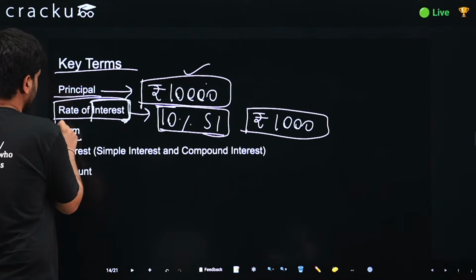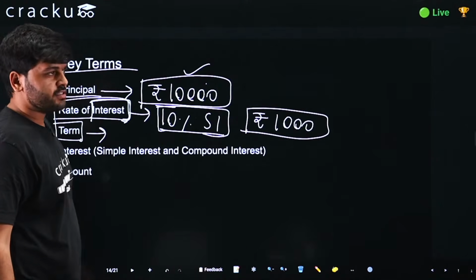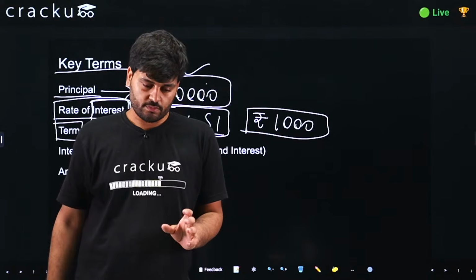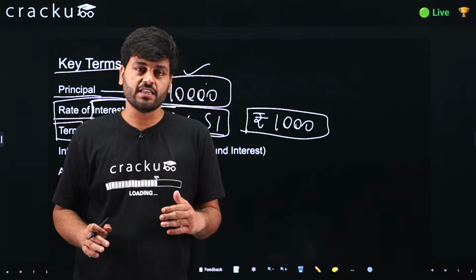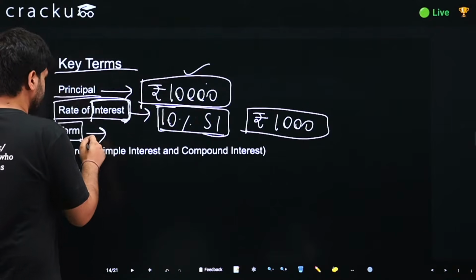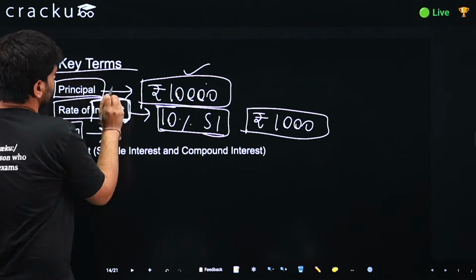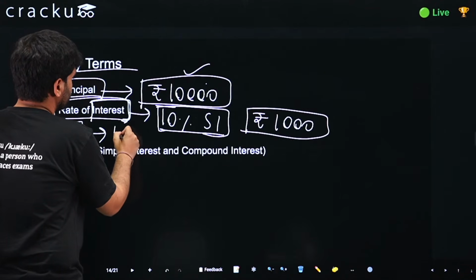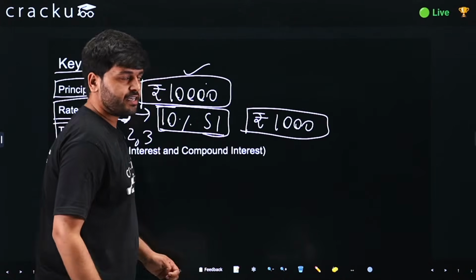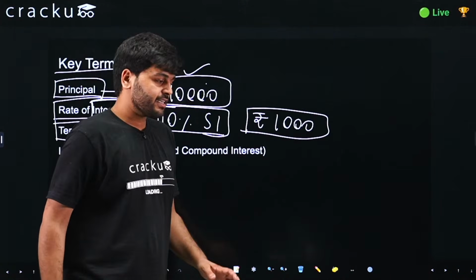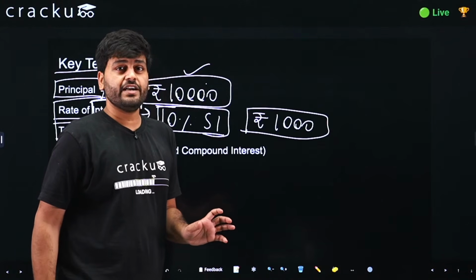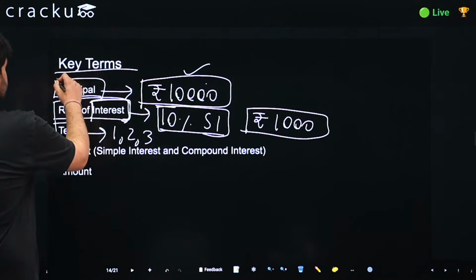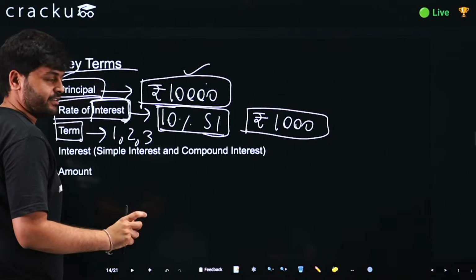Now term. Term is basically the total time for which you have taken the loan. After that term's end, you have to repay the principal plus interest to the bank. So basically it can be anything. It can be 1 year, 2 years, 3 years, or even months. But term is the time period at the end of which you have to pay the principal plus interest to the bank.